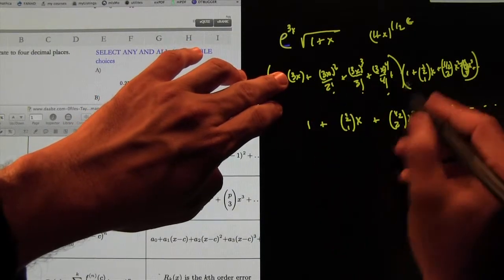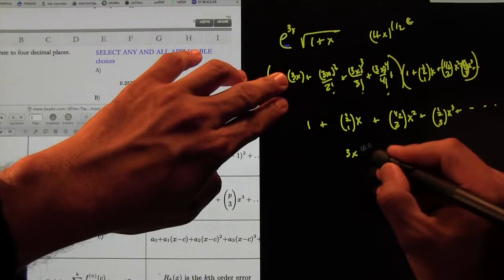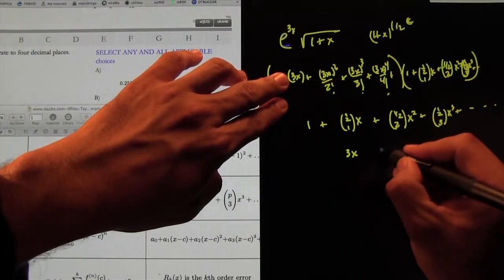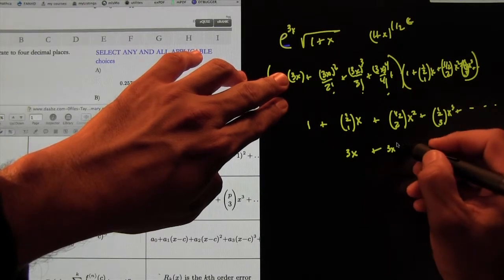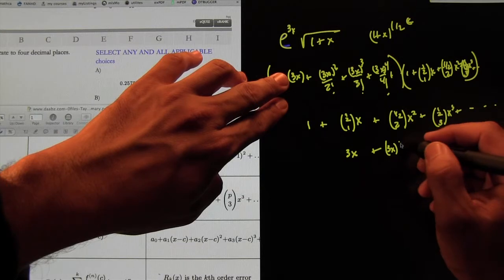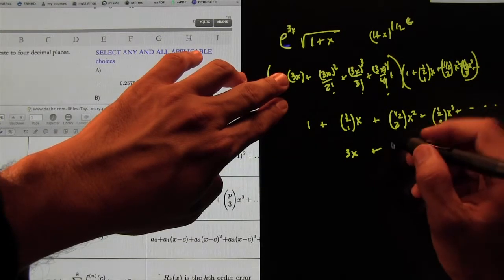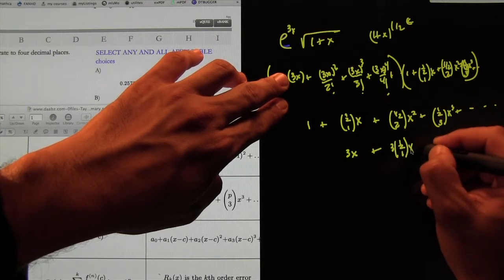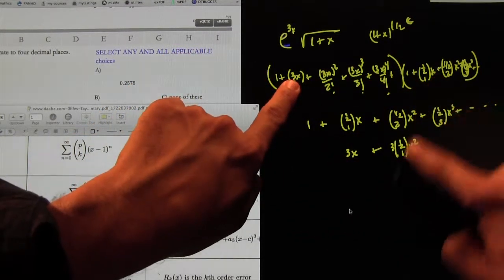For the 3x, you'd go, okay, that's 3x times 1. Now I'm going to do 3x times this one right here. That would give you, I'll just do the coefficients separately, 3 times 1/2 choose 1, and then I have x squared. That's these two multiplied together.